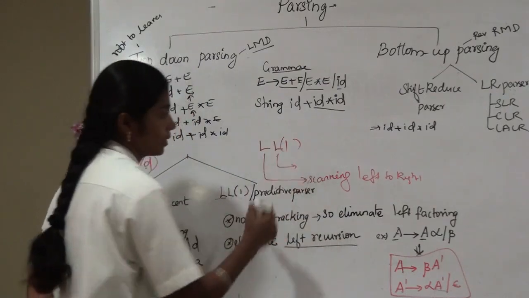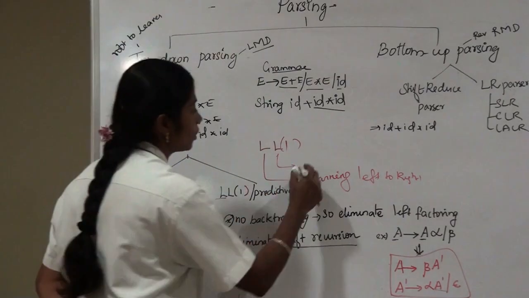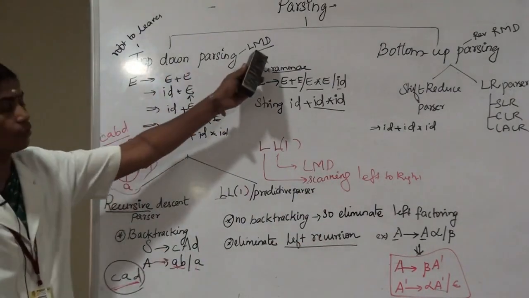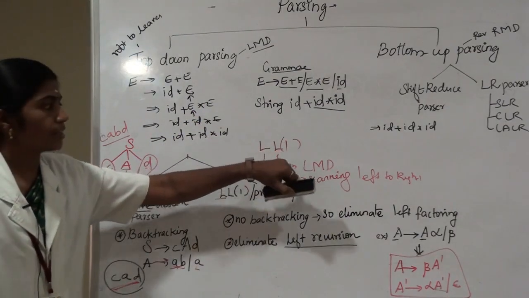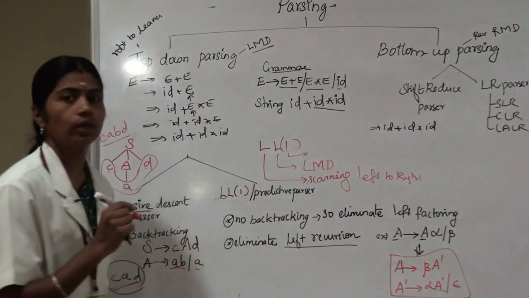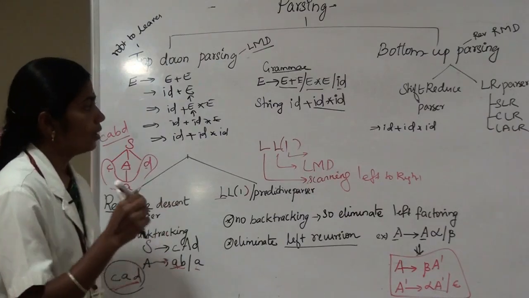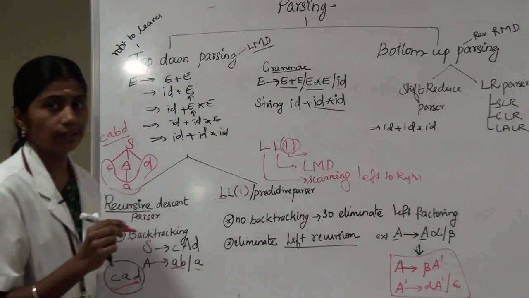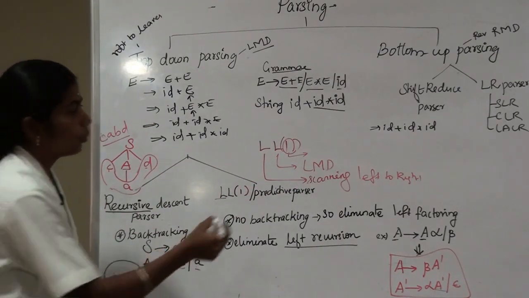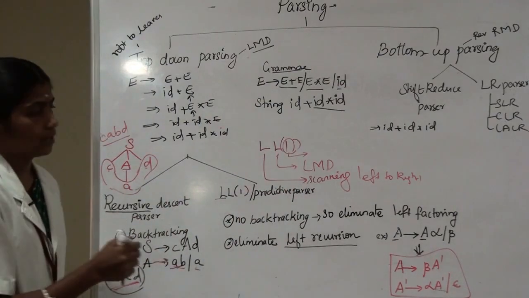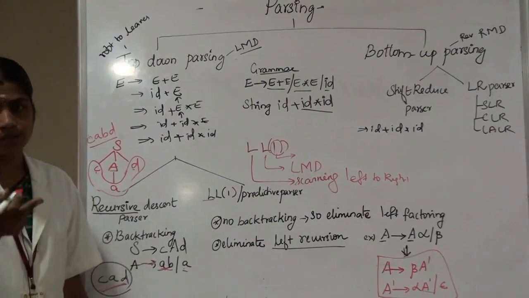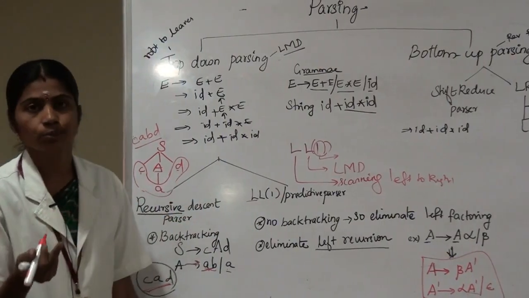The second L says the method you derive, this is your leftmost derivation. As we said, top-down parsing follows leftmost derivation, so this L stands for leftmost derivation. And this 1 inside the bracket says the lookahead symbol, that is, it describes how many input symbols you use to take a decision. Here in the predictive parser we make use of one input symbol to make a decision, whether to pop or push into the stack.